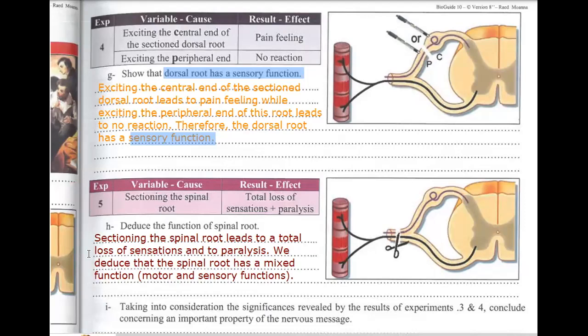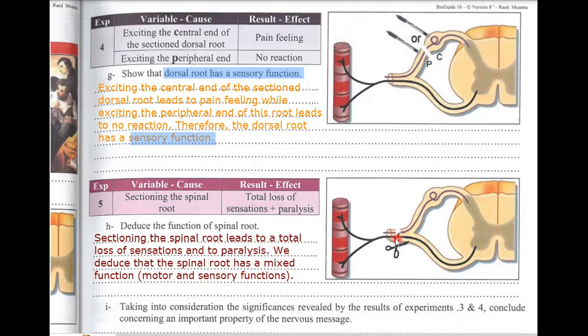In part I, taking into consideration all the significances revealed by the results of experiments 3 and 4, where we said the ventral root has a motor function and in experiment 4 the dorsal root has a sensory function, conclude concerning an important property of the nervous message. In the ventral root, centrifugal direction, motor function, and the dorsal root, sensory function. The message in this root cannot move in the opposite way: here it is centripetal to the center, while here it is centrifugal to the outside, and they cannot change direction.